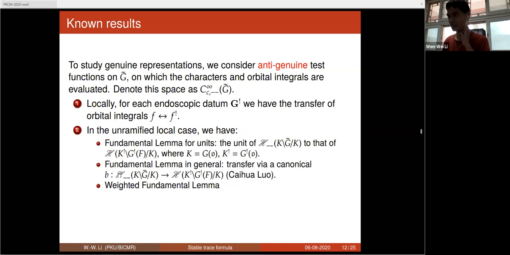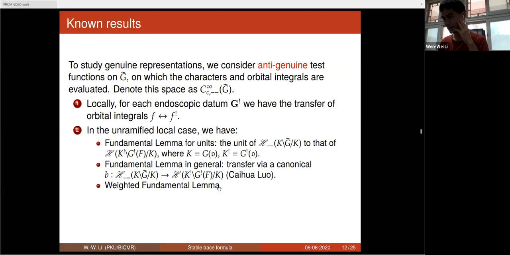And you can ask for the fundamental lemma in general, which says the transfer of spherical functions is realized by this map. This is done by Luo Caihua. Also, we have the weighted version of the fundamental lemma that's needed for the trace formula. That's also part of my thesis. So this result tells you that the formalism of endoscopy is reasonable.